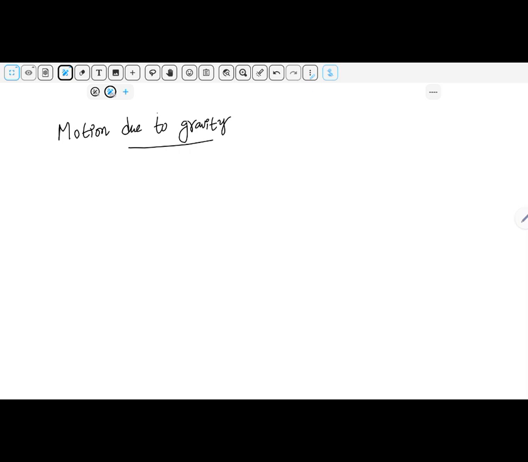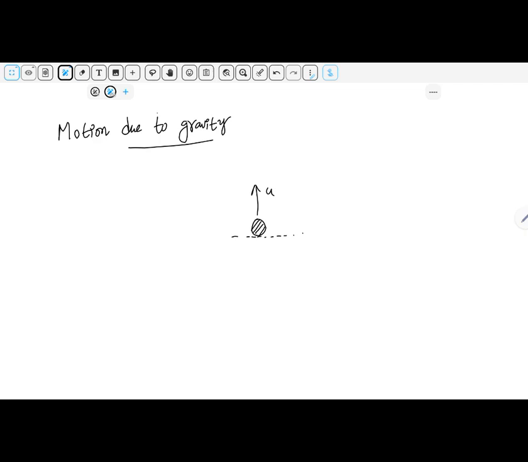For that, I am considering a situation. So there is an object on the earth, right? So this is an object on the ground. This object starts moving vertically upwards. Means this object is thrown vertically upwards with some initial velocity. Let the initial velocity be u. Now we want to know different parameters for this situation.